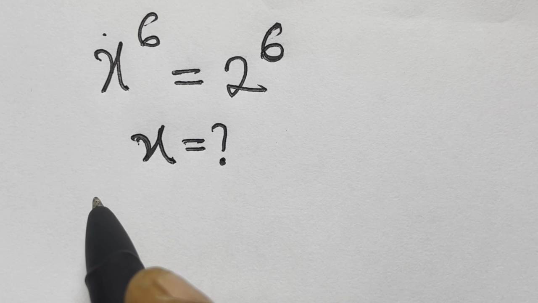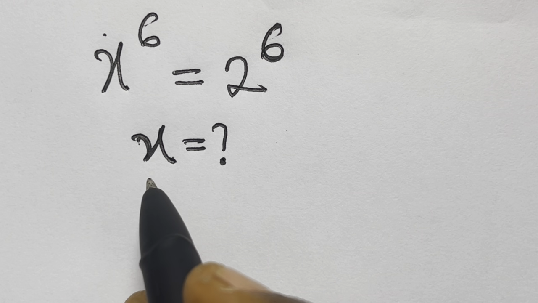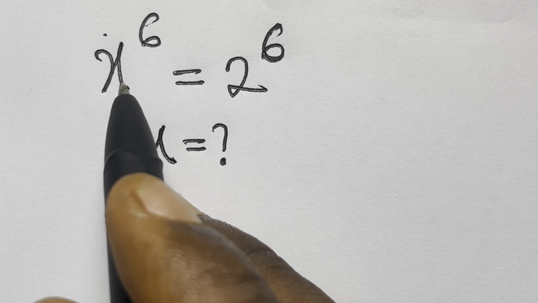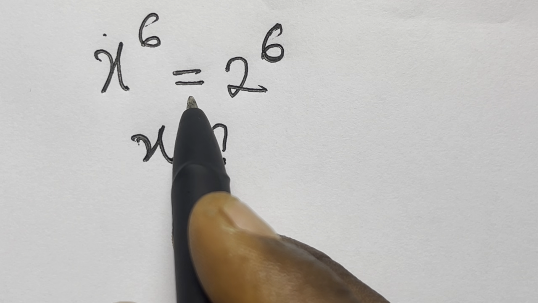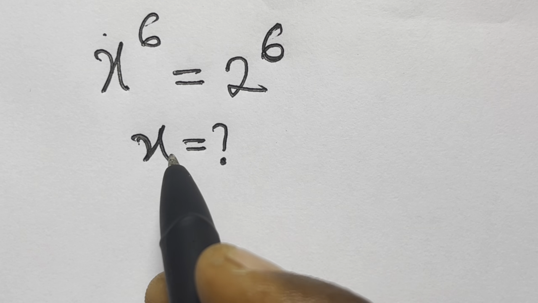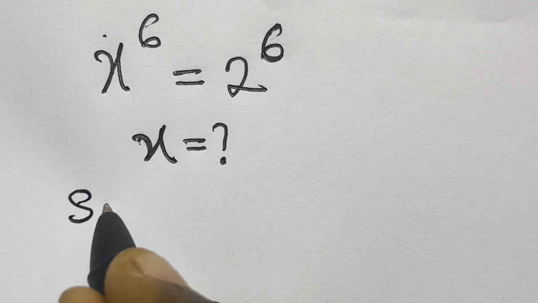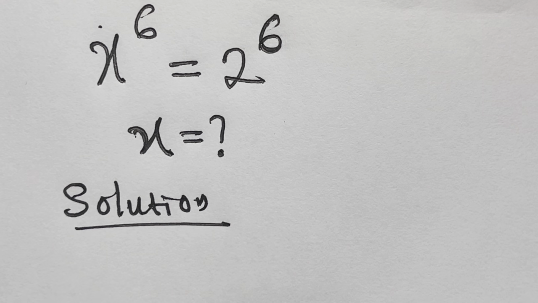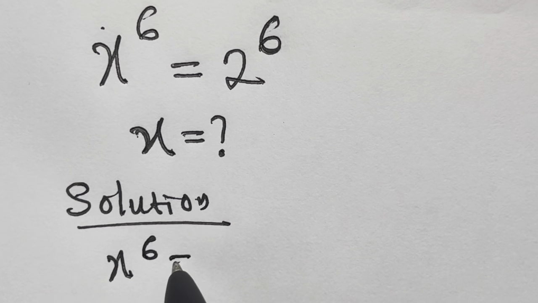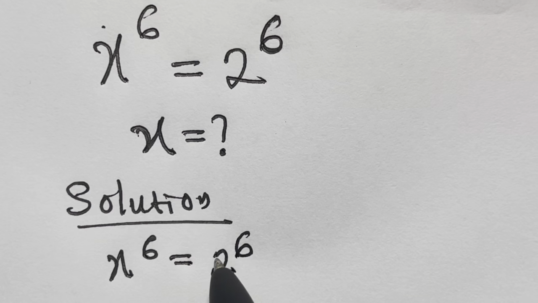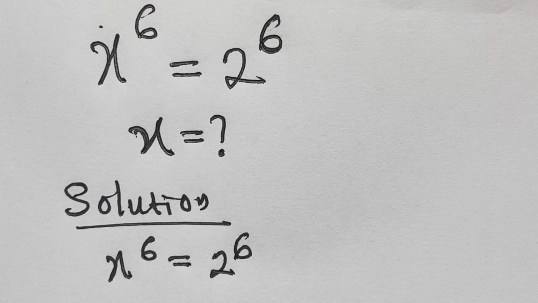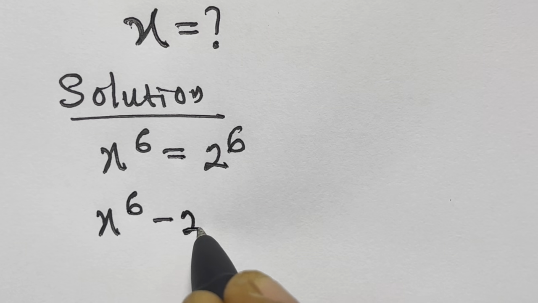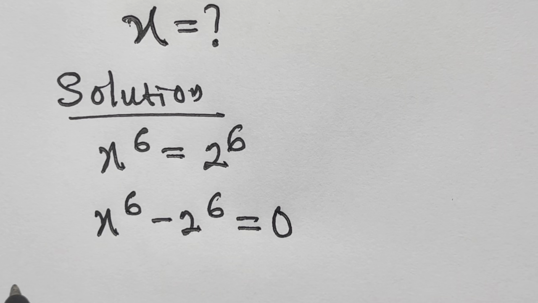Hi, welcome to mathematics. In this video, we want to solve for x in x raised to the power 6 equals 2 raised to the power 6. We have x raised to the power 6 equals 2 raised to the power 6. From here, we will have x raised to the power 6 minus 2 raised to the power 6 equals 0.